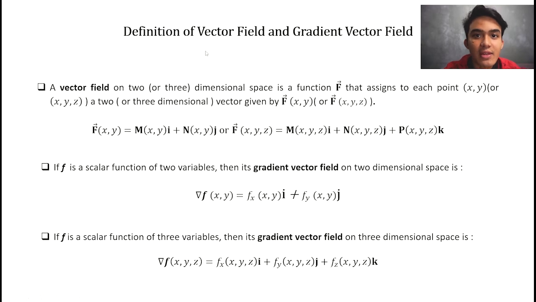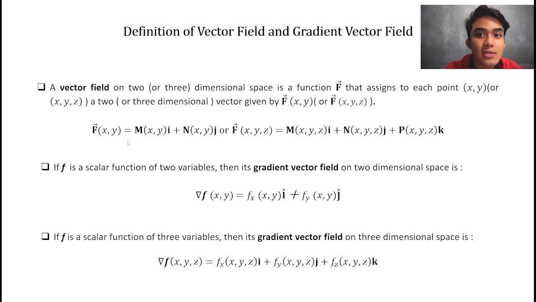Today we're gonna learn about the definition of vector field and gradient vector field. What is a vector field? A vector field on 2 or 3-dimensional space is a function f that assigns to each point (x, y) or (x, y, z) a 2 or 3-dimensional vector given by f(x, y) or f(x, y, z).